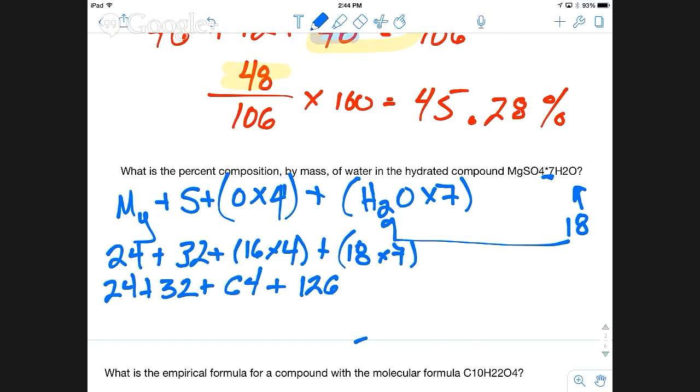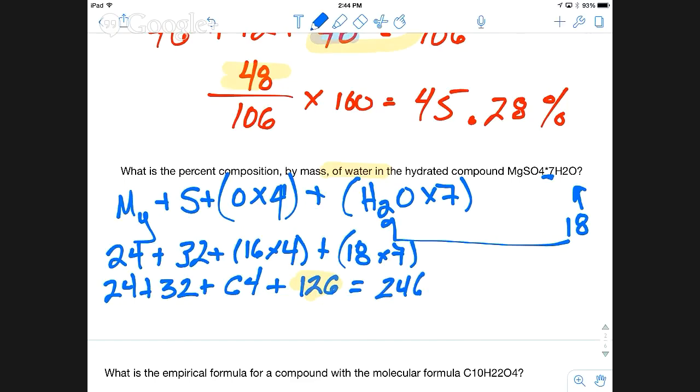And see, the nice part is, since up here I want the percent mass of water, I now know the mass of water. I just got to figure out the mass of the entire thing. So let's see here. We'll clean this up a little bit. We'll do 126 plus 64 plus 32 plus 24 is, I got 246.